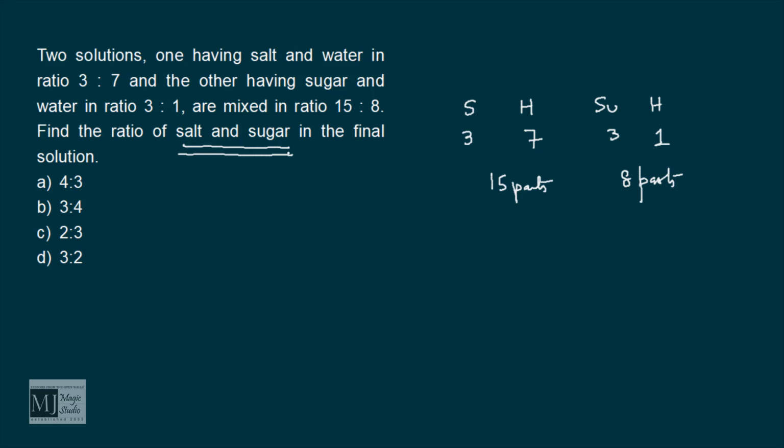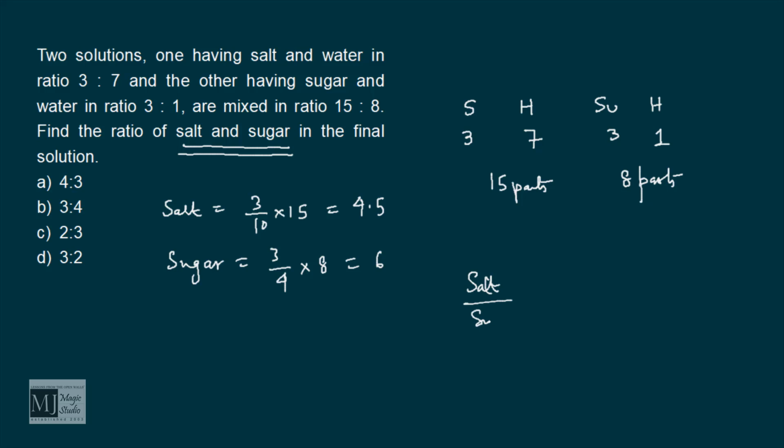We just can do it straight away, isn't it? Salt would be 3/10 of 15 parts, that would be 4.5 units, and sugar would be 3/4 of 8 parts, that would be 6 units, isn't it? And we are looking out for the salt by sugar ratio, 4.5 by 6, 1.5 times 3, 1.5 times 4. Required ratio is 3:4. Option B fits in.